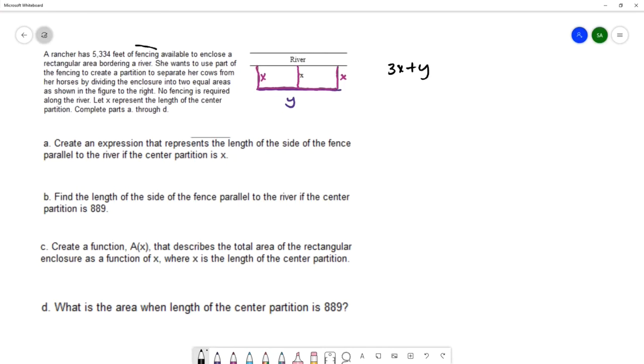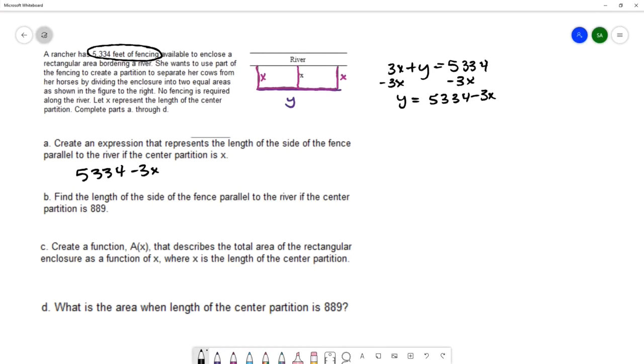And those sides are where the fencing is going to go. So I know that the sum of those will equal 5,334. I can solve for Y in terms of X by subtracting 3x on both sides. I have Y equals 5,334 minus 3x. And this is the expression that represents the side that's parallel to the river.